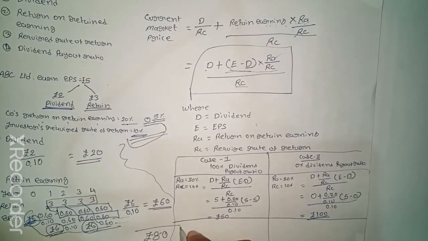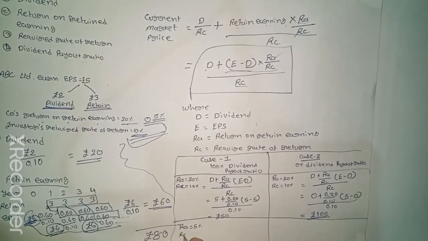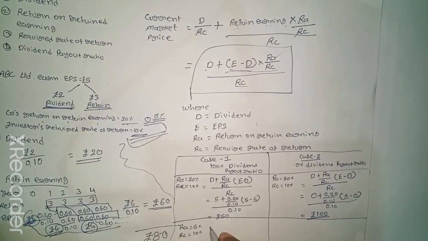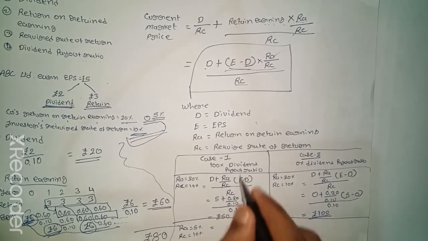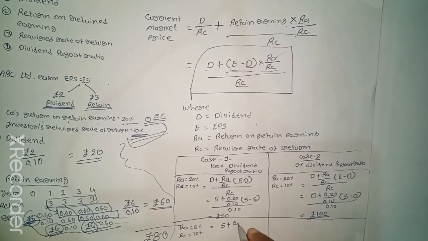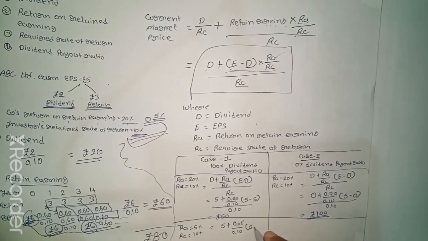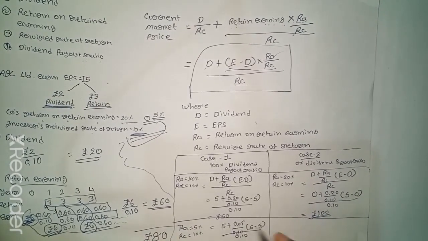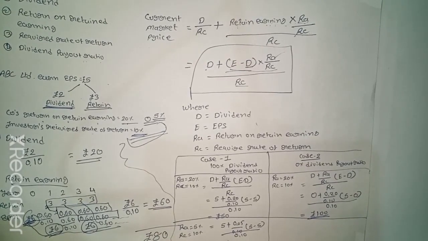Now RA is equal to 5% and RC is equal to 10%. We do not write the formula here, same formula. Here 100% dividend means 5 rupees. Here 0.05 divided by 0.10. 5 rupees EPS, 5 rupees dividend, all divided by 0.10. So value of share is rupees 50.